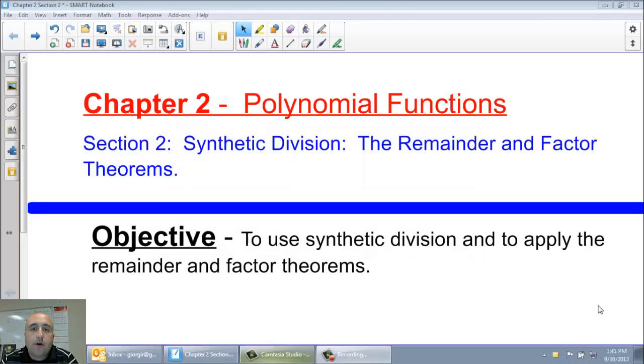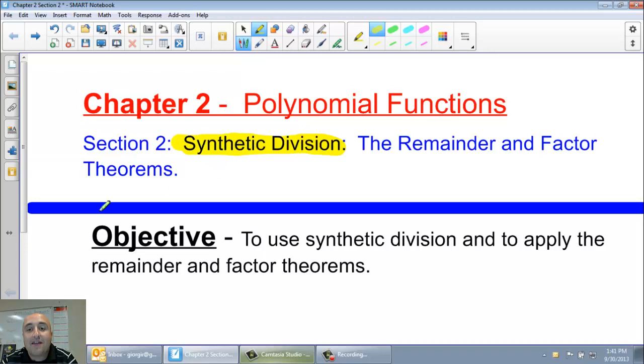All right, welcome to Chapter 2, Section 2. We're going to learn this thing called synthetic division today. In Section 1, we talked about synthetic substitution. Now we're going to do something called synthetic division, which is basically the same concept. And we're going to talk about two theorems, the remainder theorem and the factor theorem.